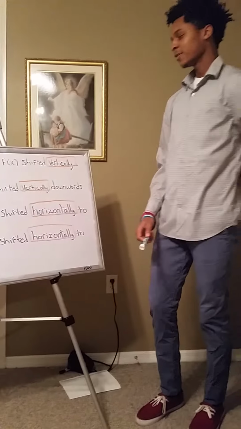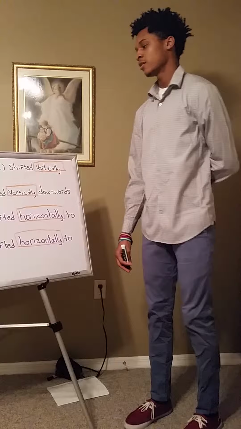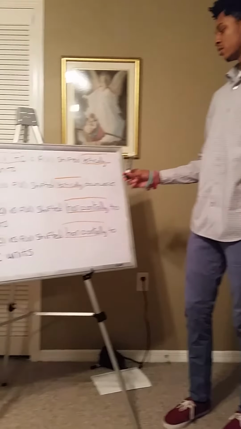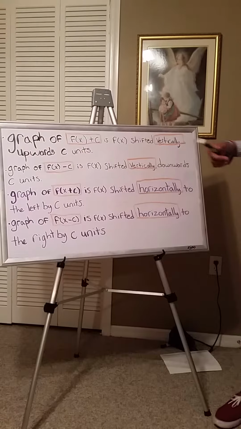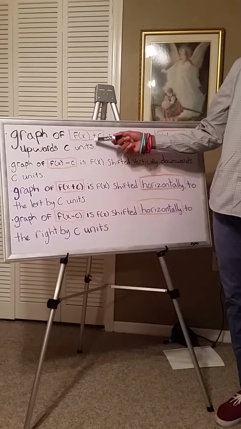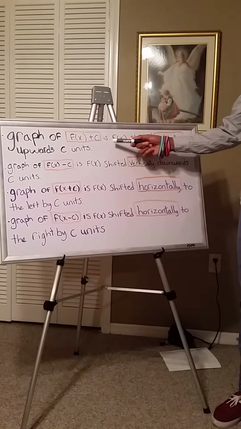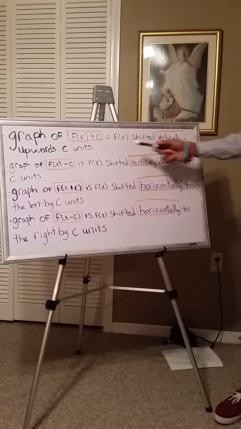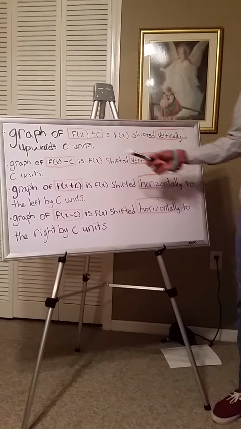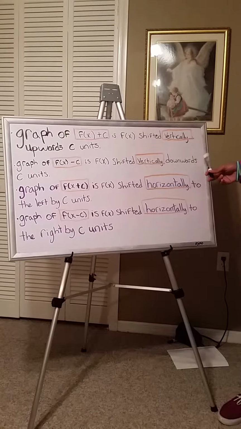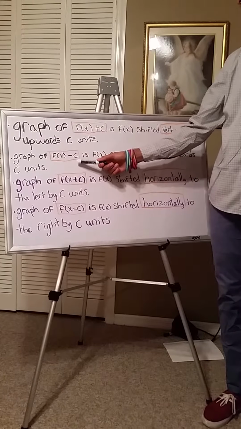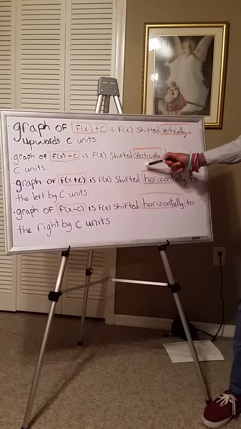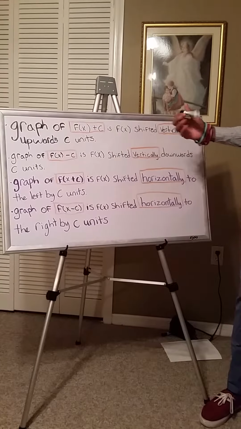So I'll have a couple different definitions today, and for our first one, we'll be talking about a vertical shift, and also for the second one. The first definition is the graph of f of x plus c is f of x shifted vertically upwards c units. And the second definition for vertical translations is graph of f of x minus c is f of x shifted vertically downward c units.